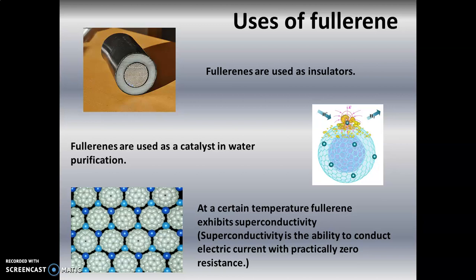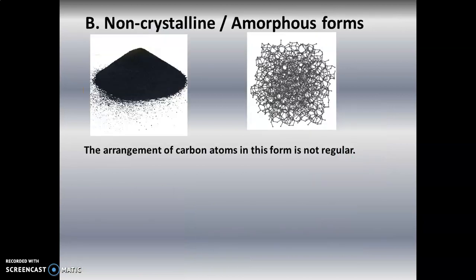Now you have studied about electricity and resistance. So every material will offer a resistance. But fullerene at certain temperature acts as a superconductor. So there is no resistance to electricity. So the entire current flows from one point to another point. So where we want good current, we can use this.